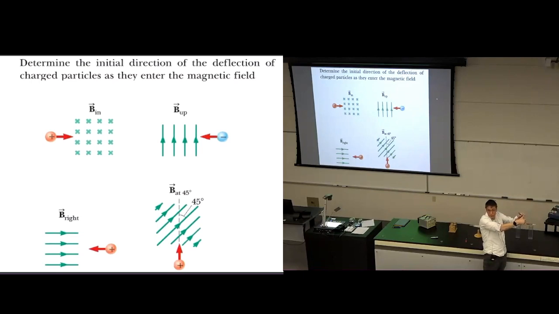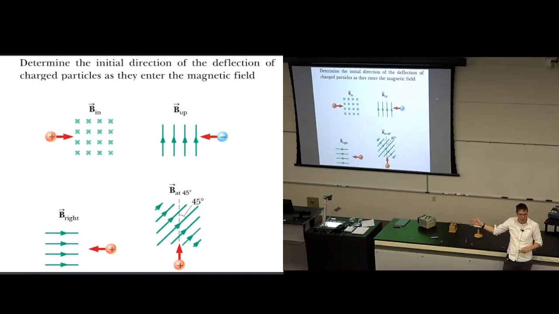Note again that out of the screen is perpendicular to the plane of V and B. B and V are in the plane of the screen. One's up and one's left. The force has to be perpendicular to those two. We just use the right-hand rule and the fact that there's a negative charge to pick that it's out, not in. Downstairs here, this is an interesting case.